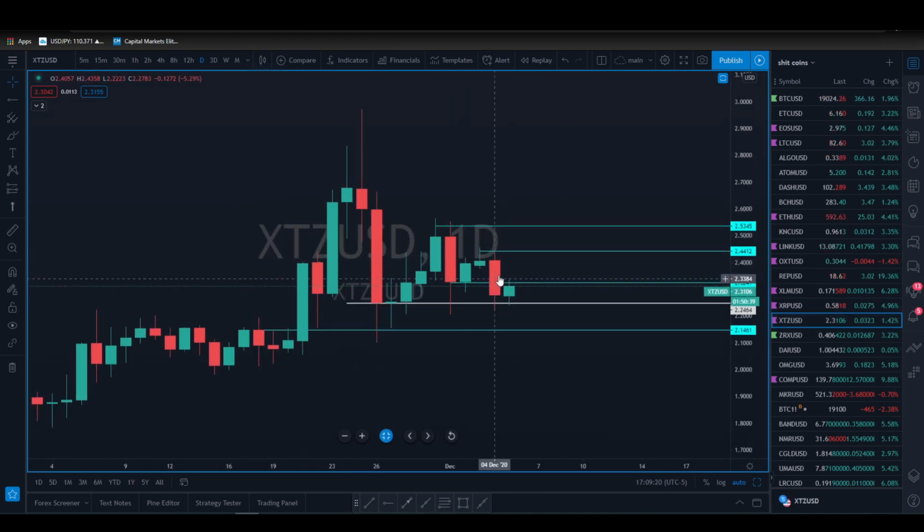Tezos has tested the midpoint of this candle. This candle closed below this area. So definitely want to see a daily closure back above this area. However, if we don't get that, you can look for this area to come into play. Daily closure below there, and we're heading at least down to here, which is 214. So definitely want to see some bulls kick in here.